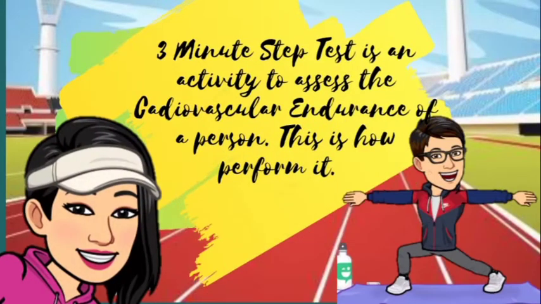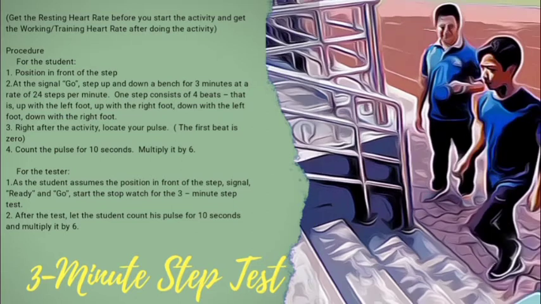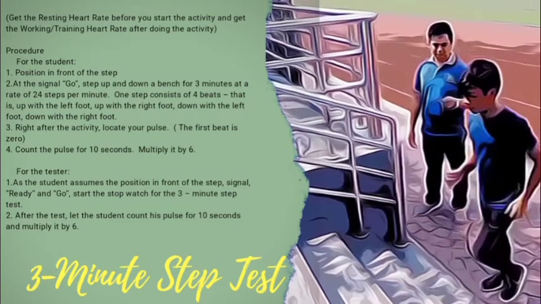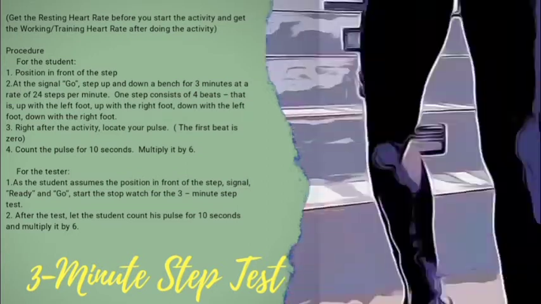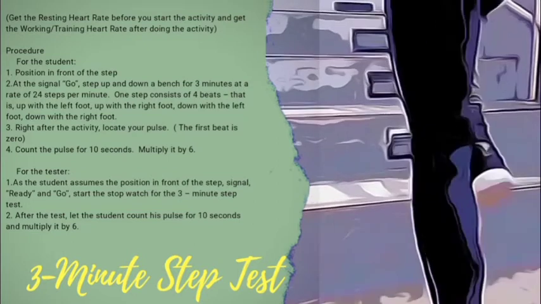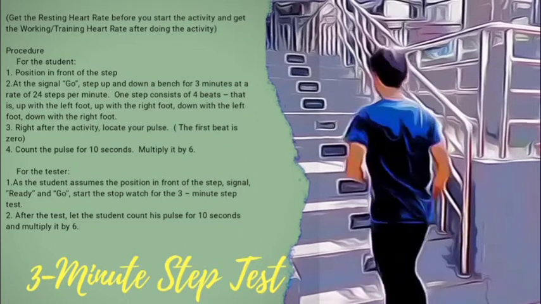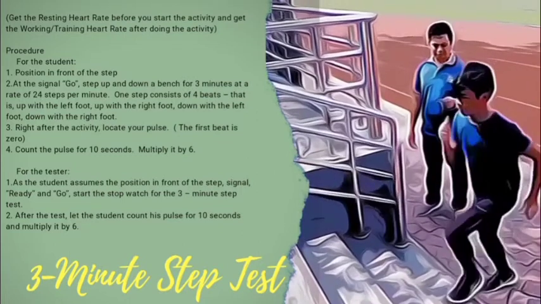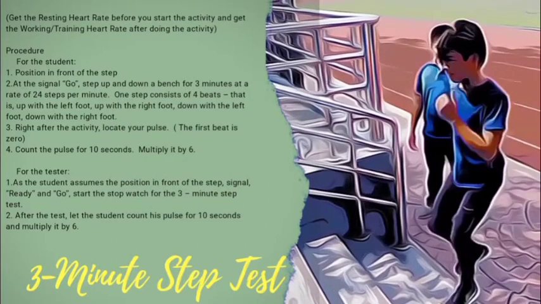The 3-minute step test is an activity to assess the cardiovascular endurance of a person. This is how it is performed. For the performer, position at least 1 foot away from the step or bench. At the signal go, step up and down the step or bench for 3 minutes at a rate of 24 steps per minute. One step consists of 4 beats. That is, up with the left foot, count 1, up with the right foot, count 2, down with the left foot, count 3, down with the right foot, count 4.